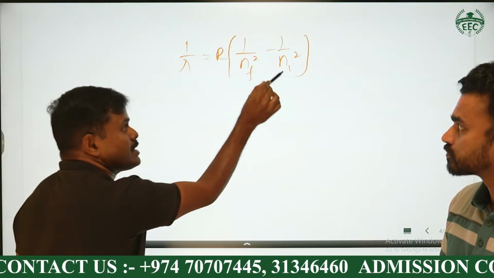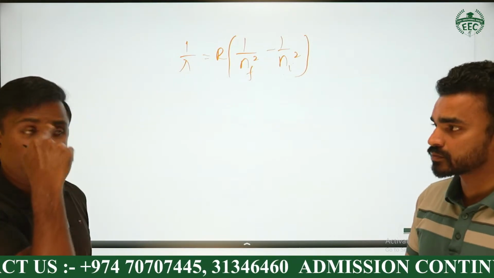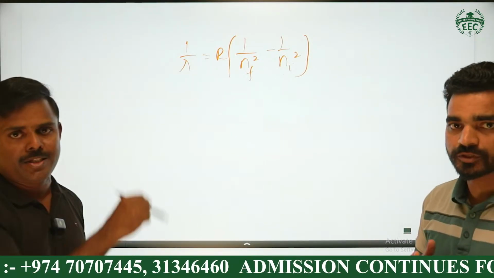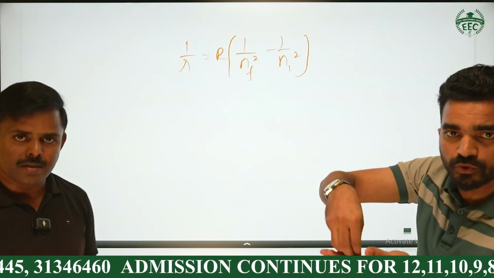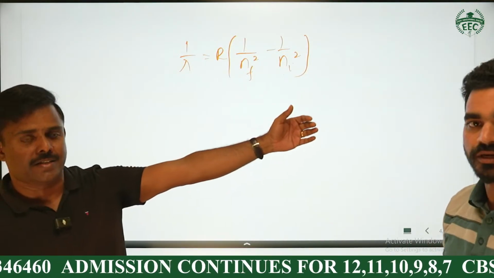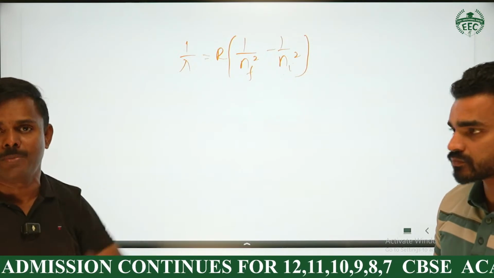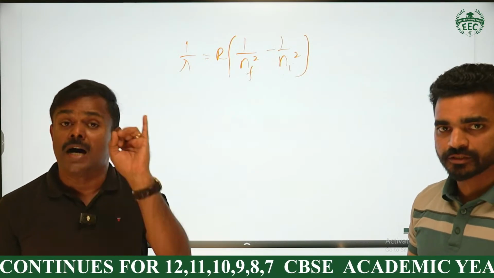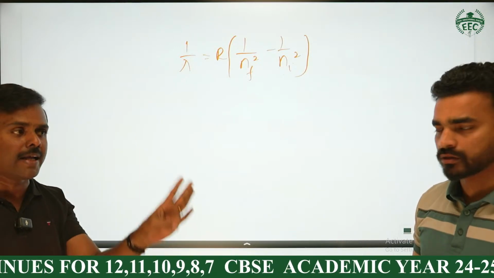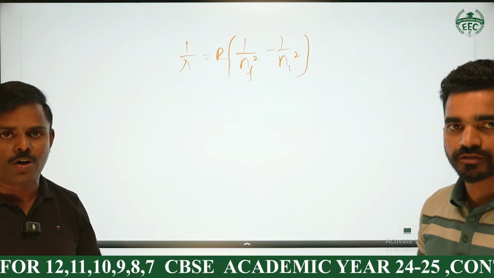Longest by putting the first number, shortest by putting infinity, the series limit. You put ni value as infinity. Shortest means greatest jump, that means infinity to the final orbit. Yes. Longest to shortest ratio also might be asked. Then know this: Lyman belongs to ultraviolet, Balmer to visible, Paschen, Brackett, Pfund to infrared. All of them to infrared.